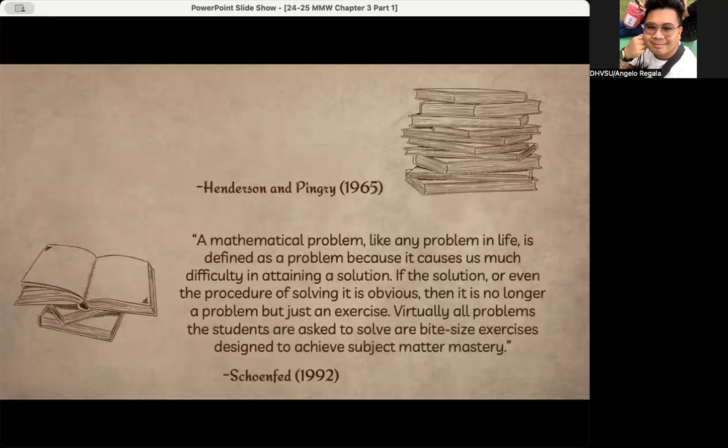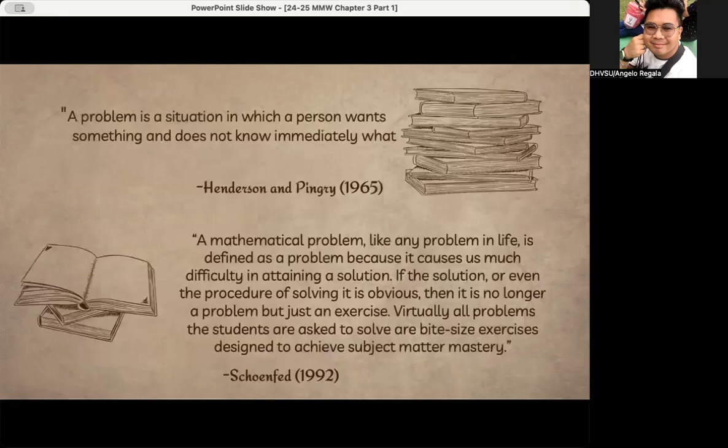Now, according to Henderson and Pingree in 1953, a problem is a situation in which a person wants something and does not know immediately what series of actions he or she can perform to achieve it.